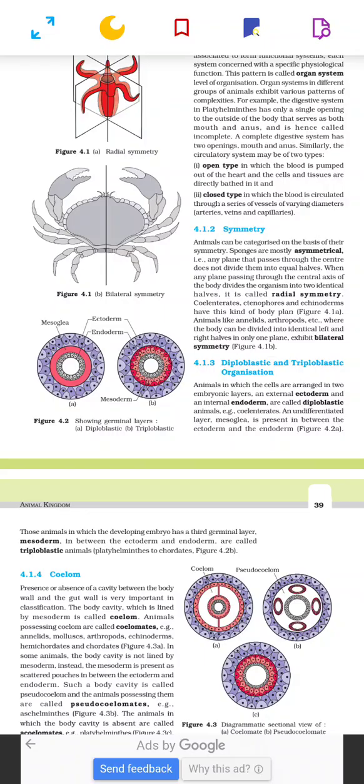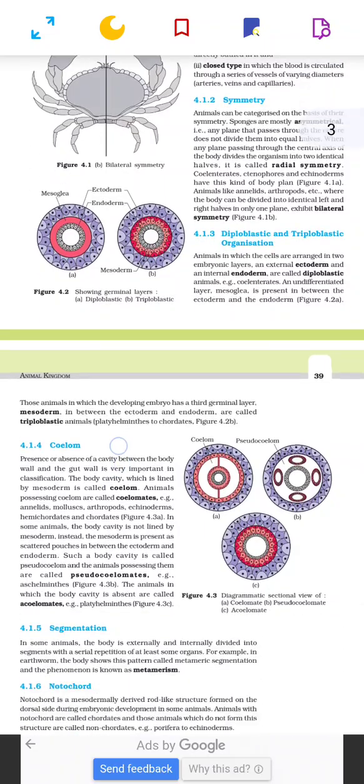Those animals in which the developing embryo has a third germinal layer, mesoderm, in between the ectoderm and the endoderm are called triploblastic animals. Platyhelminthes to chordates, figure 4.2b. As seen in figure 4.2b, triploblastic animals are shown in which ectoderm, endoderm and mesoderm layers are present.